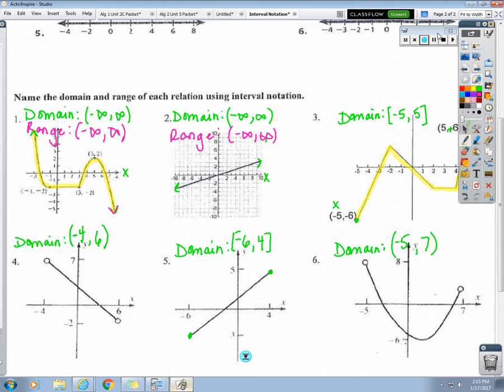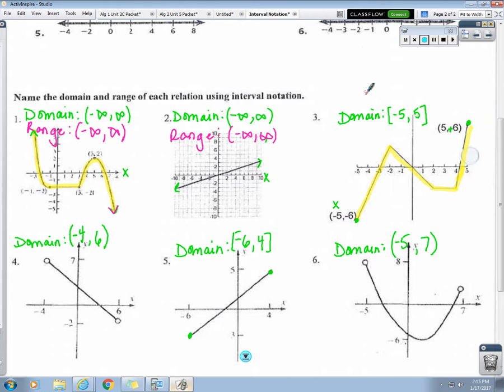Okay, now for the remainder of these, they don't have arrows, so they're not going to be like that. Let's talk about the range of this function. The lowest point you'll ever have on this function is at -6, right? And what's the highest point? +6. And they're both included because both of them have a point at those locations.